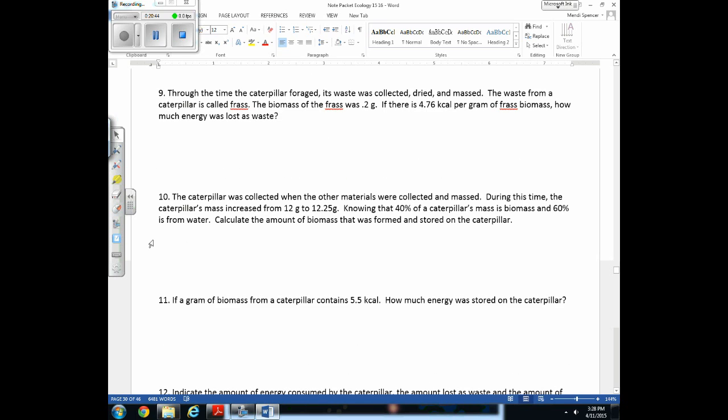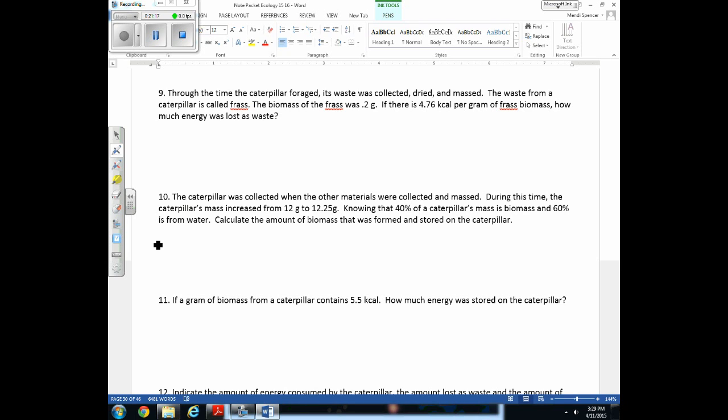During this time that the caterpillar was eating, we are expected to collect their waste. We're going to dry it and we're going to mass it. And so we're actually going to determine the amount of biomass that passed right through that caterpillar. And that waste, that biomass in the waste, contains calories. So we're basically going to be able to calculate how much energy just passed right through that caterpillar from what was eaten. The waste of a caterpillar is called frass. So when I say frass, I'm talking about the waste of caterpillar.